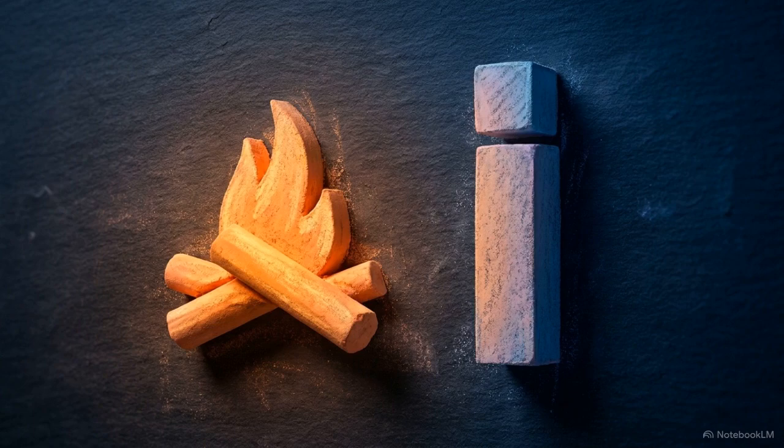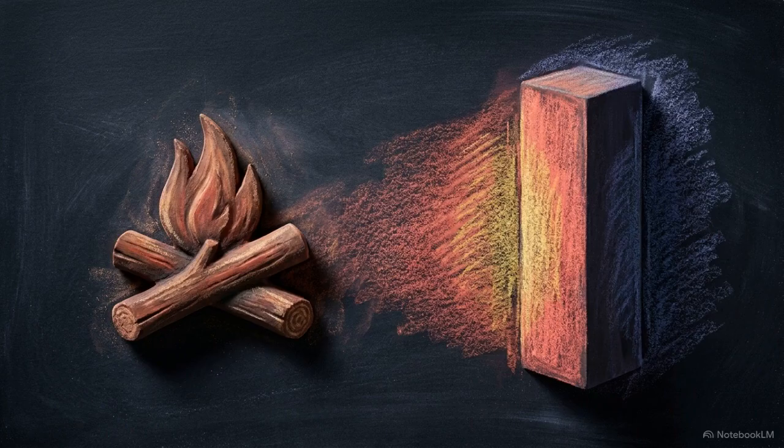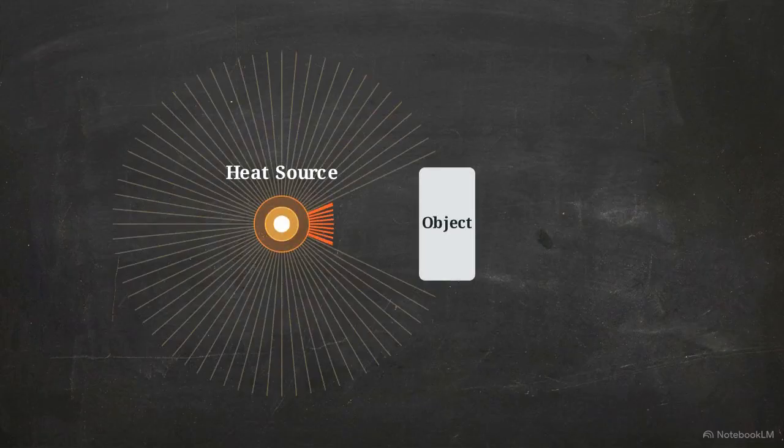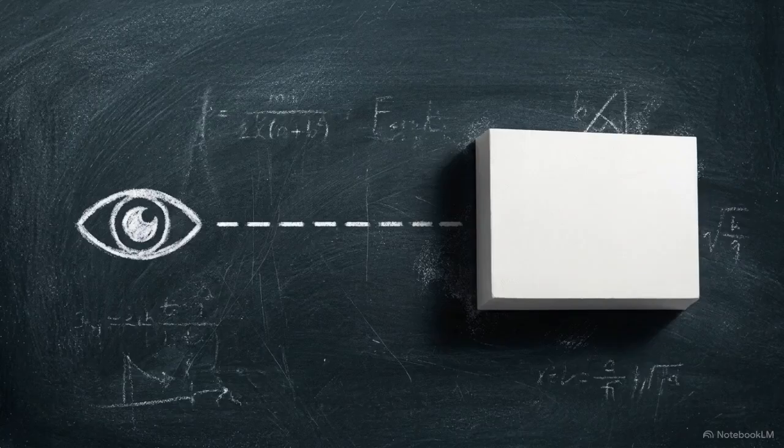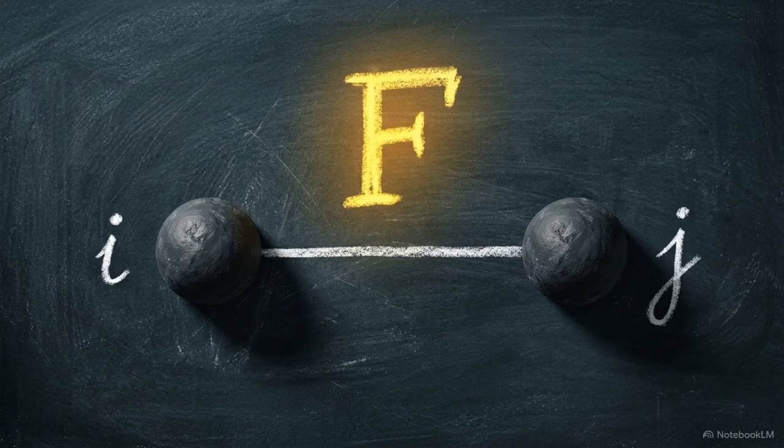Imagine standing near a campfire on a cold night. The side of your body facing the flames gets hot, while your back stays freezing. That heat transfer relies entirely on a direct line of sight. If the fire can't see your back, it can't warm it. In engineering, we measure this unobstructed pathway using a mathematical term called the view factor, written as Fij.